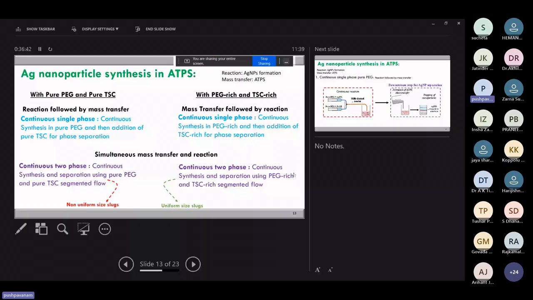So I can add pure PEG and pure TSC, but what will happen is the slugs which are formed are not uniform. So it is better to use PEG rich and citrate rich phase as my reactant. Then I get uniform size slugs. So basically there are different combinations by which you can do the silver nanoparticle synthesis. And the one which gives you uniform size slugs is the fourth one at the bottom. Okay, and we want uniform size slugs. So I just want to show you that you can do this in different ways, but we are preferring the fourth one.